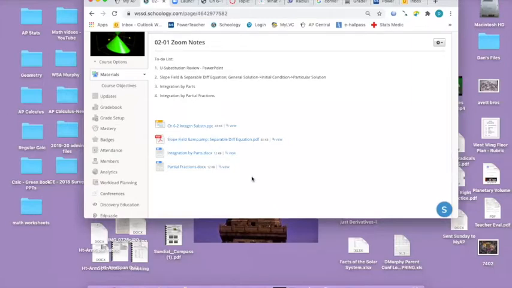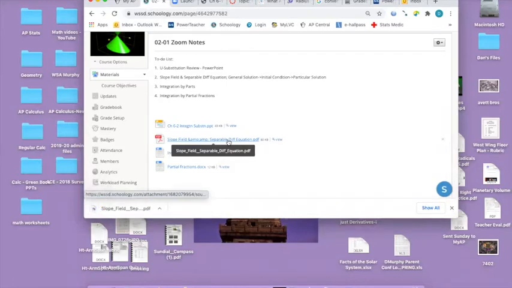Okay. Second up, slope fields, separable equations and separable differential equations.